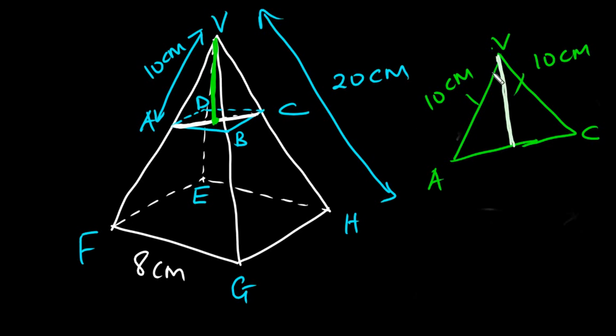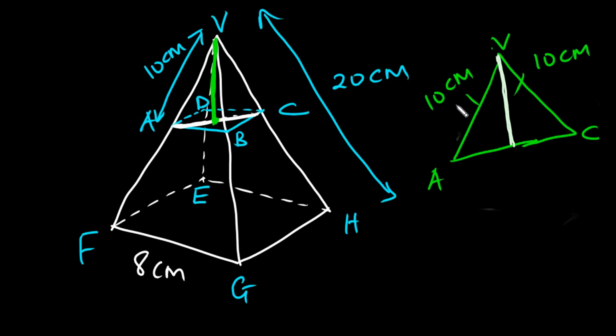So this is the height that we are interested in. How are we going to get that height? The reason why we are told that VC and VA are equal is so that we realize that this is an isosceles triangle. When we talk about an isosceles triangle, it has 2 sides which are equal.